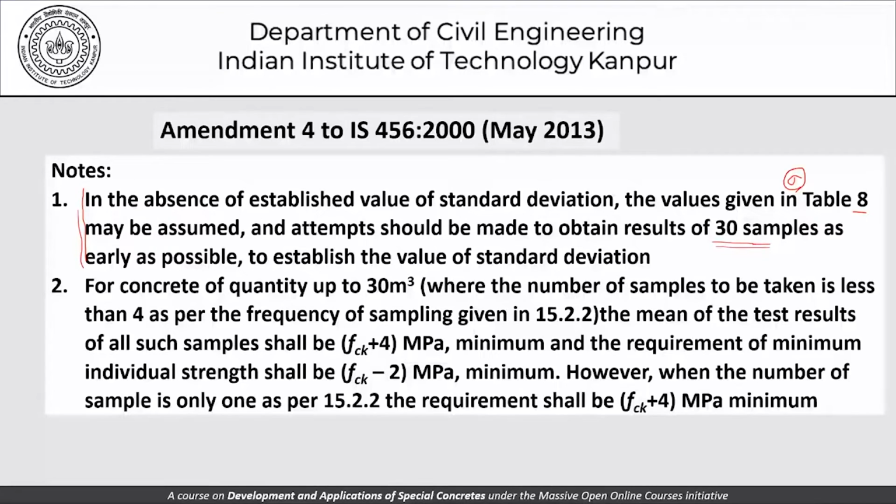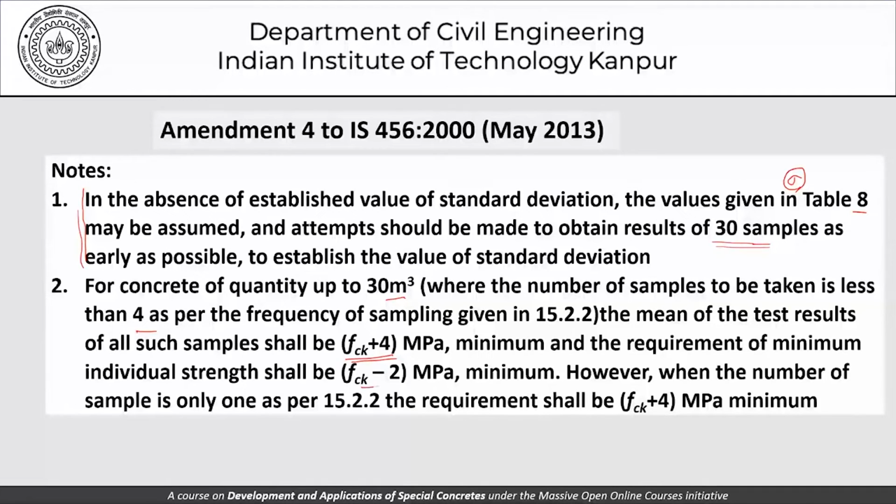The second part of the notes, which is very important, is that for concrete of quantity up to 30 cubic meters, where the number of samples to be taken is less than 4, as per the frequency of sampling given in section 15.2.2 of the code, the mean of the test results of all such samples shall be FCK plus 4 minimum, that is at least FCK plus 4, and the requirement of minimum individual strength shall be FCK minus 2 MPa minimum.